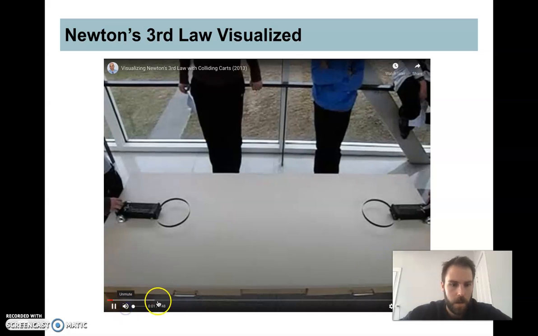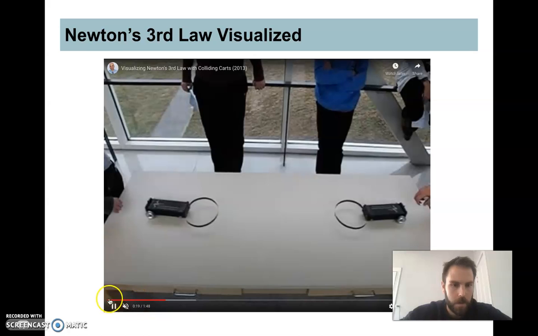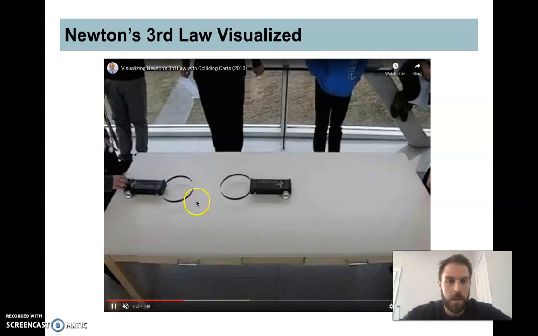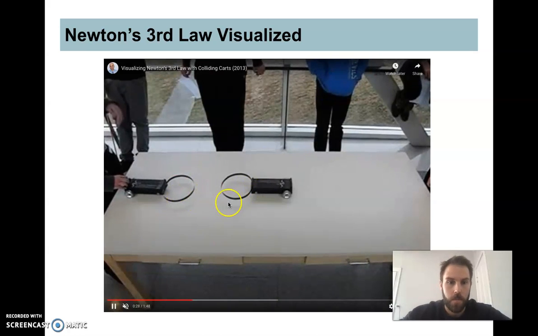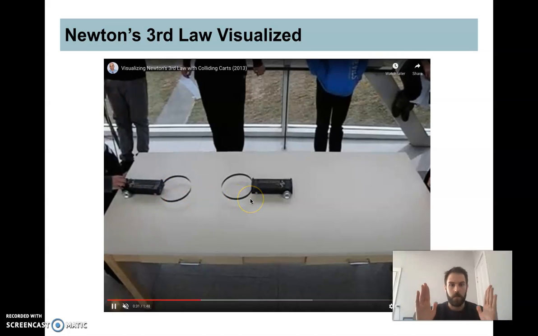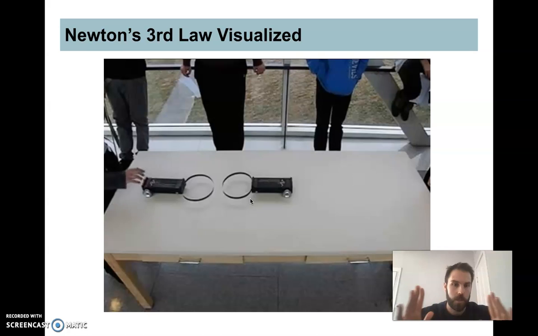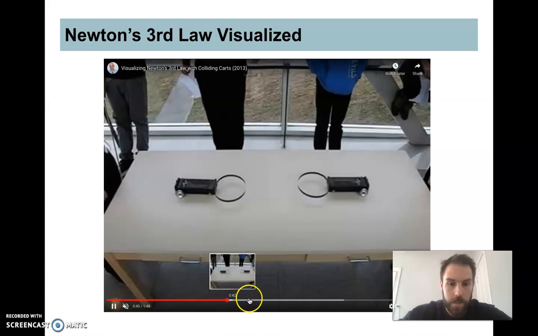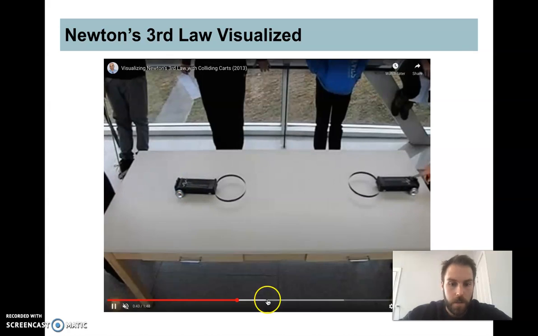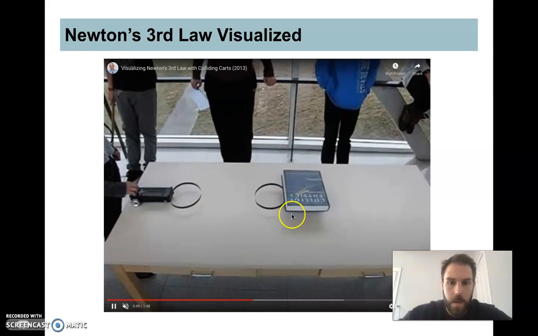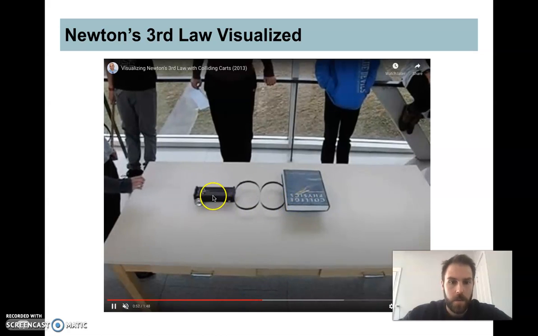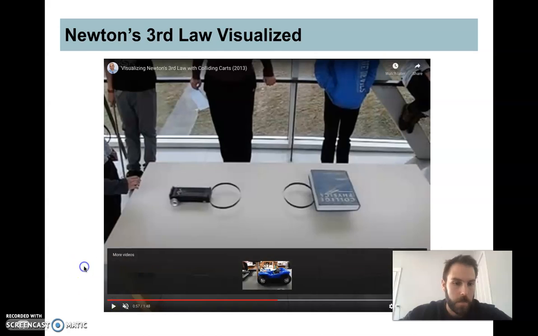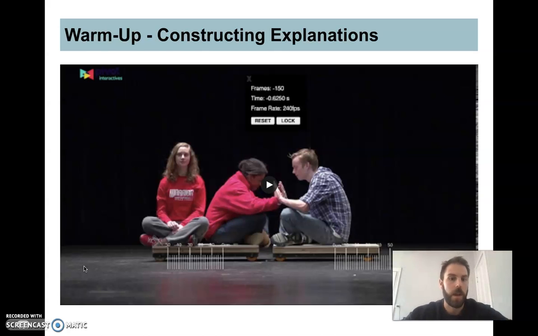Here we have 2 objects that are going to hit one another. Instead of having a fancy force sensor, there's just a spring. Notice this one's at rest, this one is going to be moving, and we could judge how big the force is based on how much these springs compress. And notice they're compressing the same amount. Even if this one was still and this one was moving, still the exact same amount. We could look at another example here where we have a book and another cart with less mass, and we still see the same force, the same compression between them. Just another example of Newton's third law. The interaction is always going to be the same.